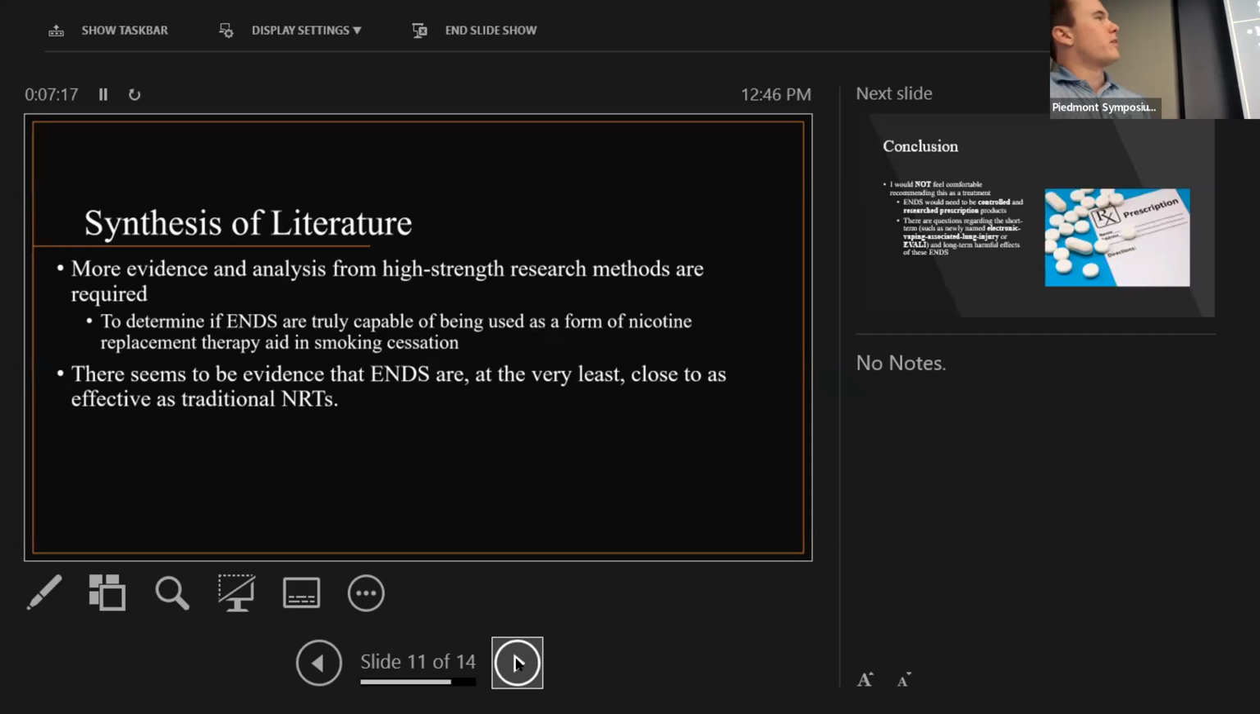So a synthesis of all of that. So basically, like some of these others have already mentioned, more evidence is going to be required and analysis. So from high strength, these level 1 through 3 types of research. And there also seems to be some evidence, it seemed like throughout all of these, that they're at least as close to effective as replacement therapy, but not necessarily that they're more effective.